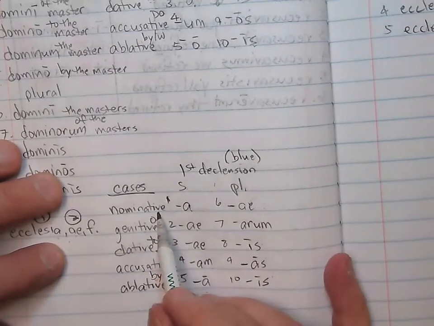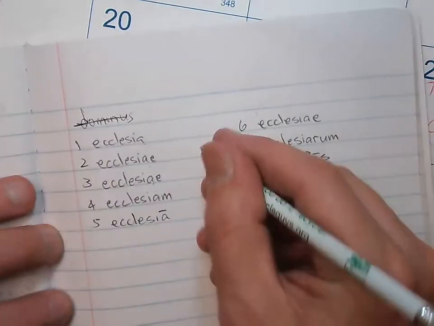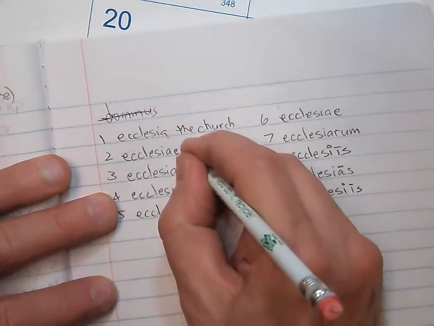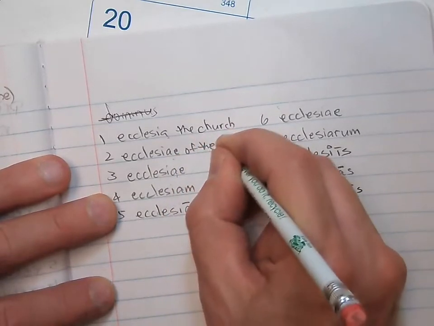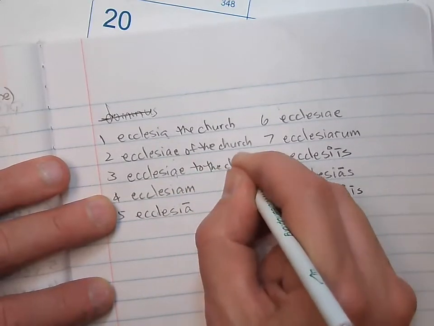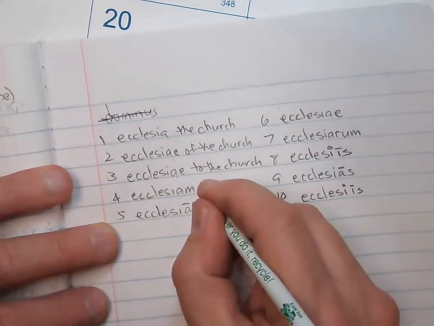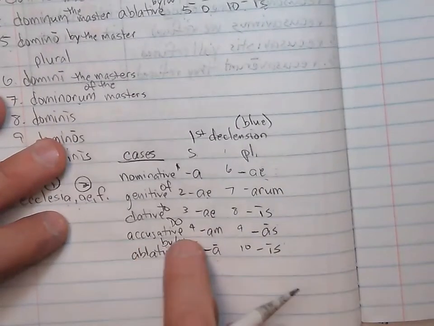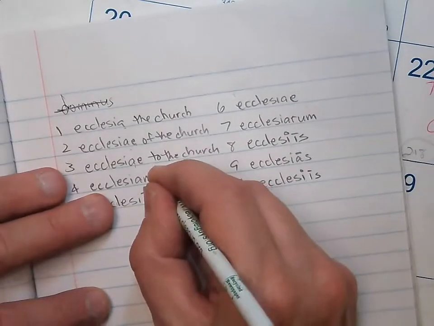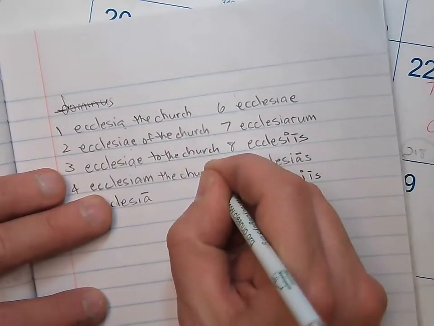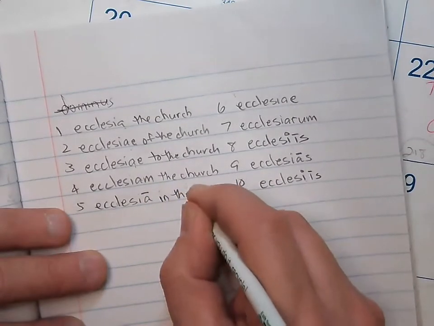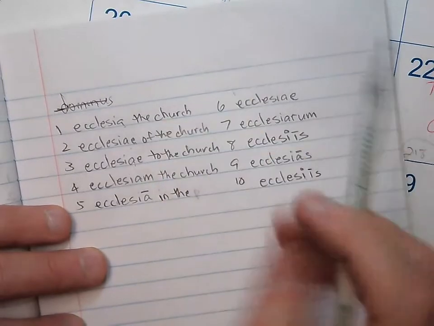Let's translate. Nominative, no special word. So all you're going to say here is the church. Genitive is of, so of the church. Dative is to, so to the church. Accusative has no special word. The DO has no special English words. It just says the church. Ablative, I'm going to say in the church. It's my preposition case. So I'm going to say in the church.